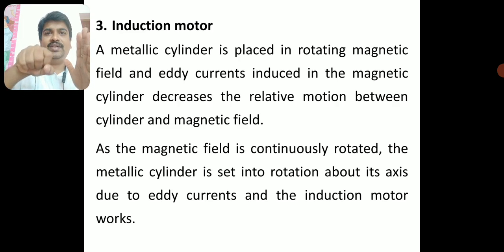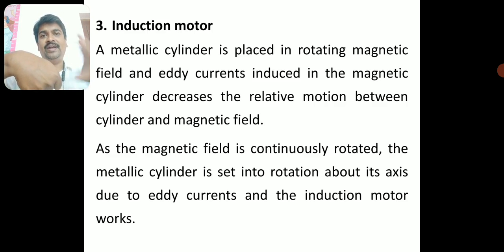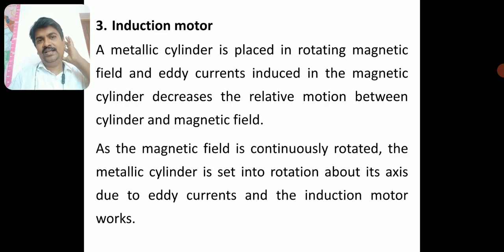What eddy currents can do is, they can act on this drum, on this metallic cylinder. They can rotate this metallic cylinder in the opposite direction. I am rotating the field in one direction, and this eddy current will rotate this cylinder in the opposite direction. As the magnetic field is continuously rotated, the metallic cylinder is set into rotation because of this eddy current. Therefore, in this way, the induction motor will work.